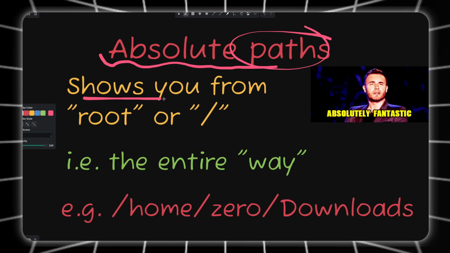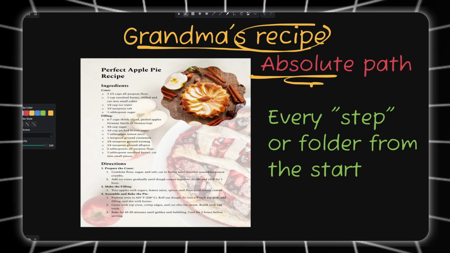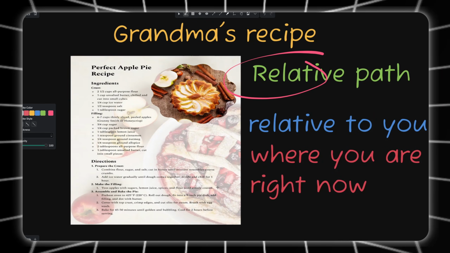See, this type of path always shows you where you are from the root or start of your system and shows you every step of the way. So imagine it this way: you're baking a cake and you have a lovely little recipe from your grandma. The absolute path would be reading every single instruction from the start of the page, whereas the relative path is you continuing from the step you are currently on.